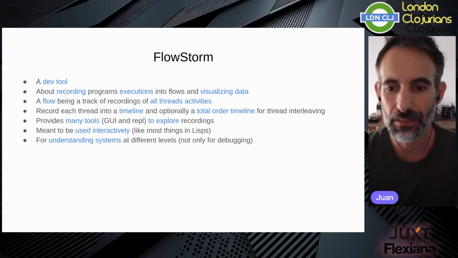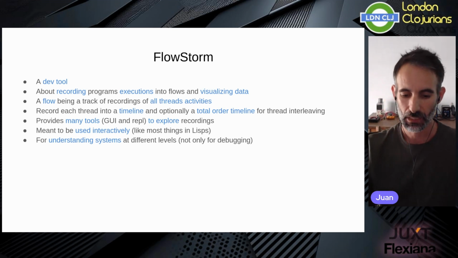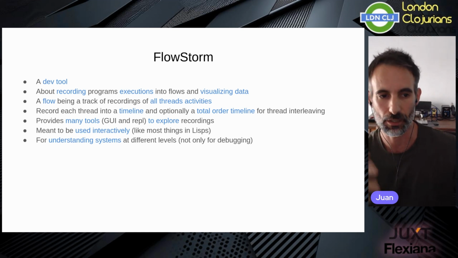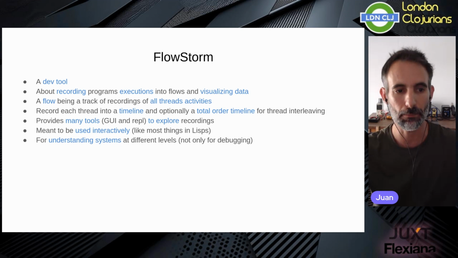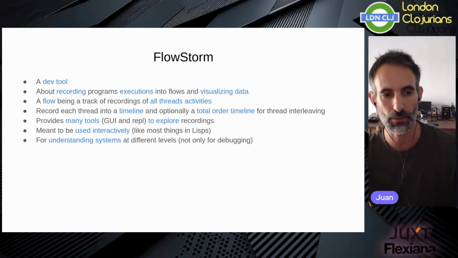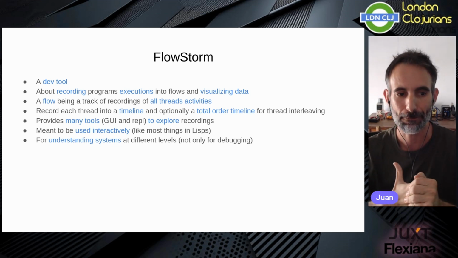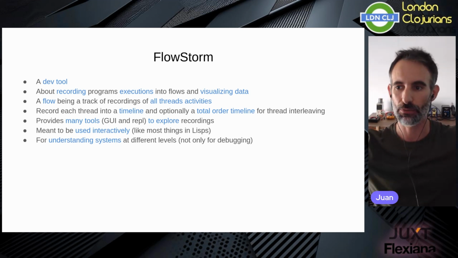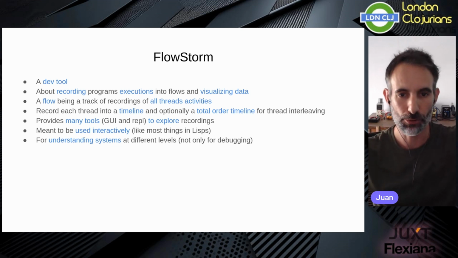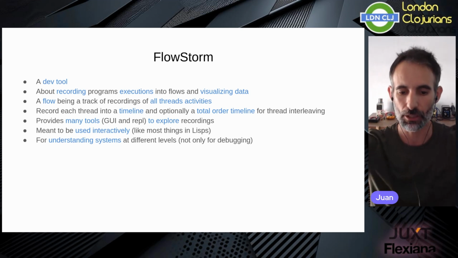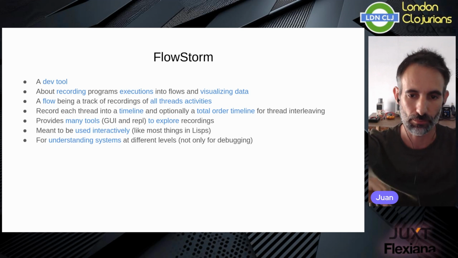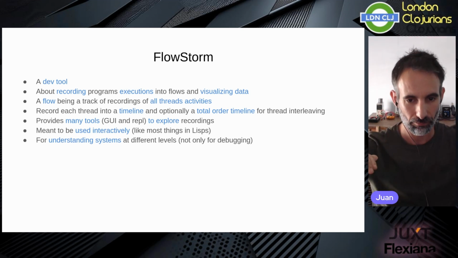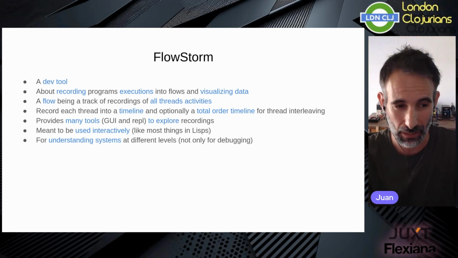So FlowStorm, what it is, it's a dev tool. It's a dev tool about recording program execution into flows and also visualizing data. Today FlowStorm is about those things, but the main difference with other tools is about recording program execution. A flow here is a track of recording of all threads' activities. So you can think of software that lets you push a button, like I want to record this, you execute whatever, be it your web application or something from the REPL, you record all threads' activities, and then get a way of looking at this.